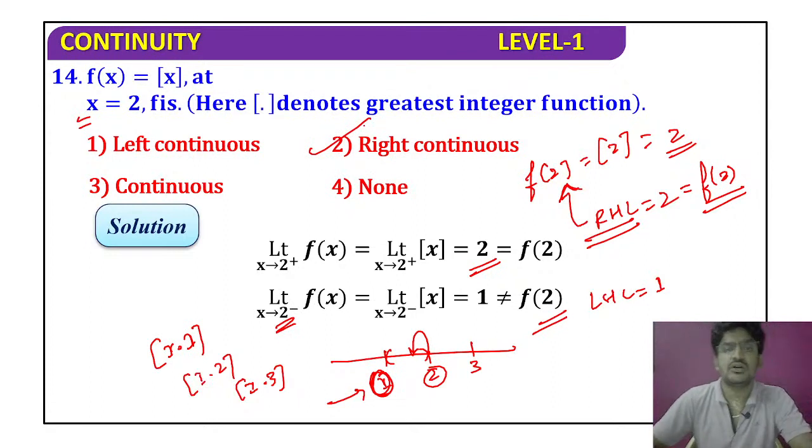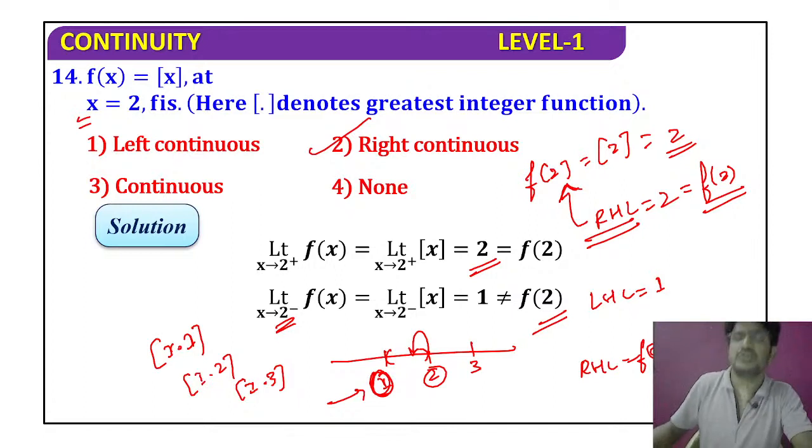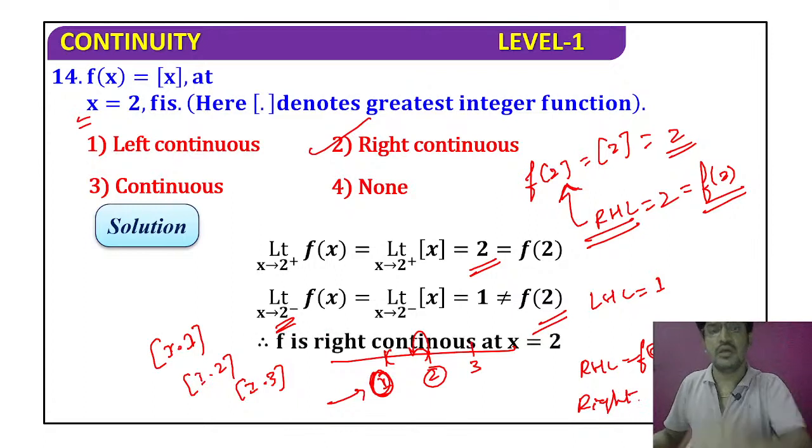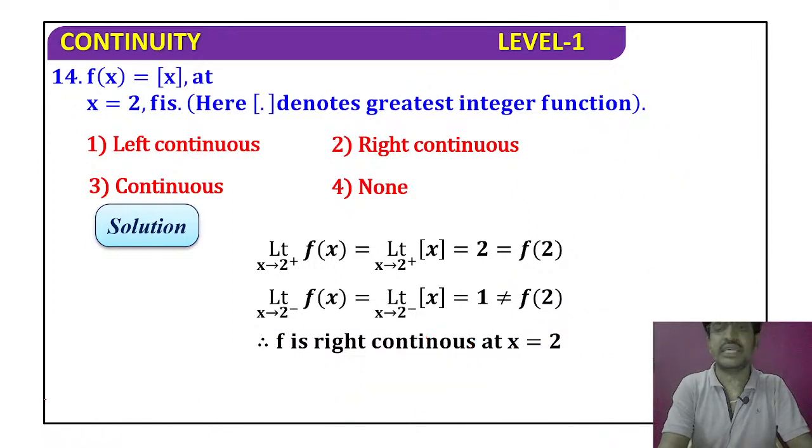Okay students, so you can just see here, your RHL is equal to f of a, but that is not equal to LHL. So in this case we say that it is right continuous. Clear? So therefore option 2 is the correct answer.